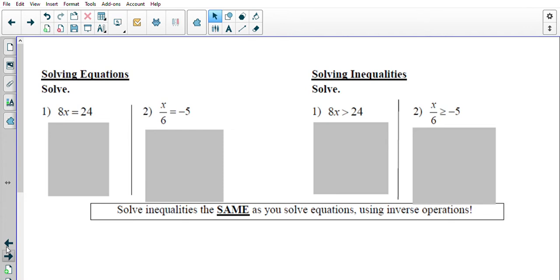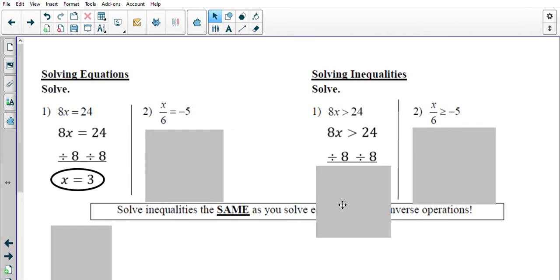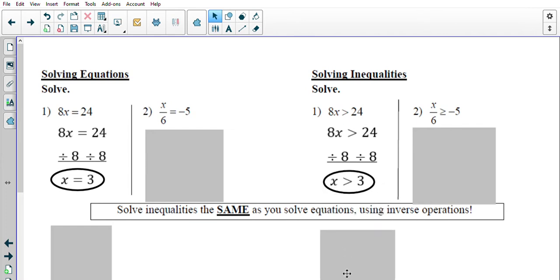All right, so we also need to talk about how to solve one-step inequalities by multiplying and dividing. There is a little bit of a trick here, so pay close attention. All right, so I've got equations on the left, inequalities on the right. 8x equals 24. The inverse of multiplying by 8 is to divide by 8. That's going to get us x equals 3. 24 divided by 8 is 3. Let's look at our inequality. We're going to use that same inverse operation, divide by 8. We get x is greater than 3. Just bring that symbol straight down.